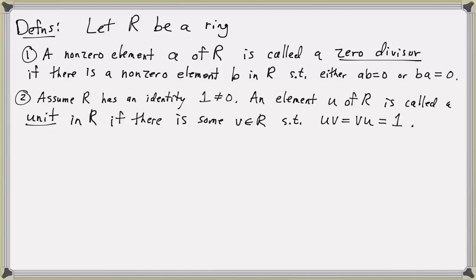So the units in a ring R are the elements with multiplicative inverses, and the set of units in R is denoted by R with a multiplication symbol in the exponent.